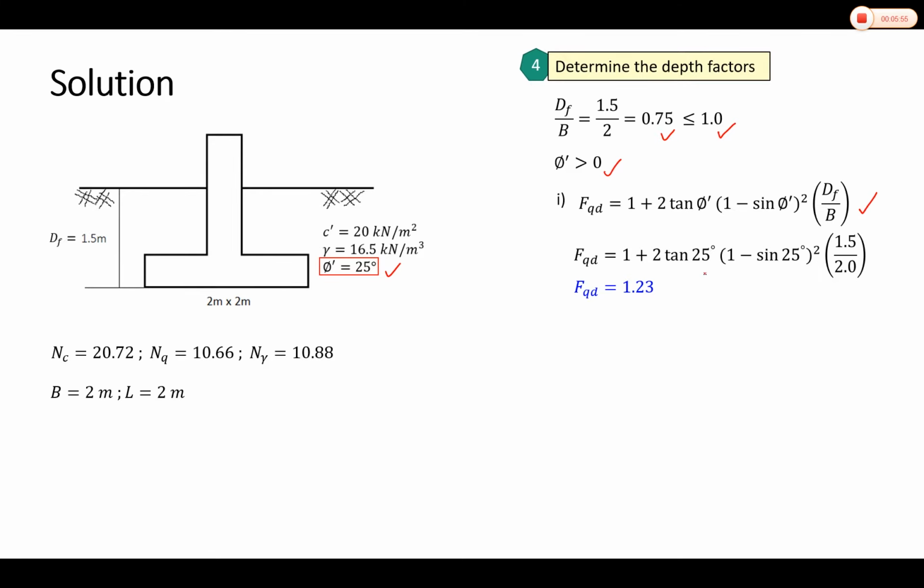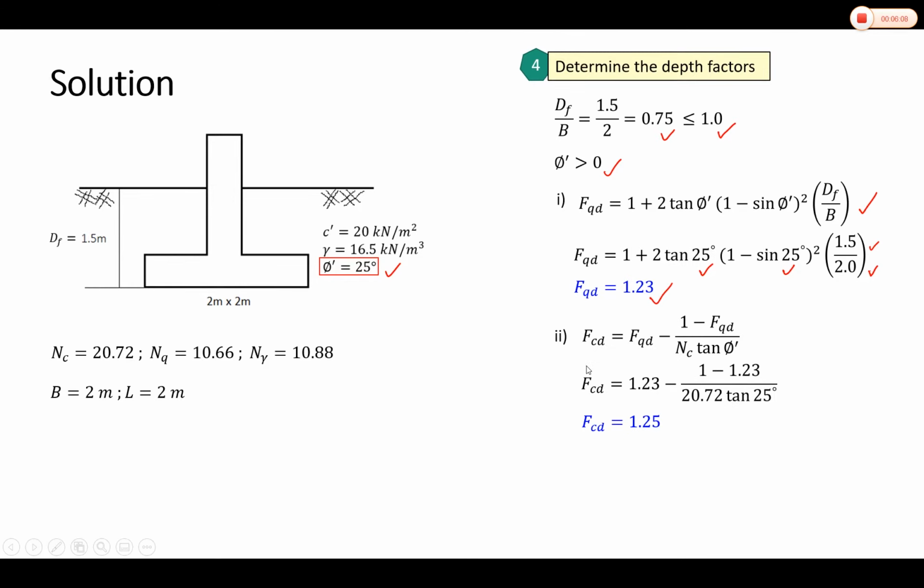So just substitute the angle of friction and also the Df and B. So you will have the FQD is 1.23. Then after that, we need to have the FCD, that is actually equivalent to FQD minus (1 minus FQD) over Nc tangent angle of friction. So just substitute with all the values that we have. We have already the FQD and we have the Nc, also the angle of friction.